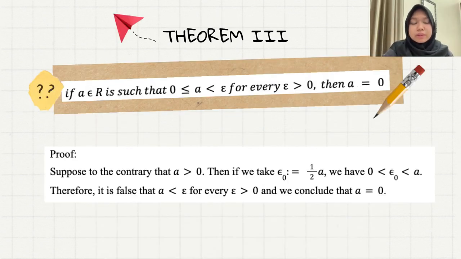Okay, next we have the third theorem. It is if a is in R is such that 0 is less than or equal to a, and a is less than epsilon for every epsilon more than 0, then a is equal to 0. The proof is, suppose to the contrary that a is more than 0. Then if we take epsilon 0 equal to 1 over 2a, we have 0 less than epsilon 0 less than a. So therefore, it is false that a is less than epsilon for every epsilon more than 0. So we conclude that a is equal to 0.